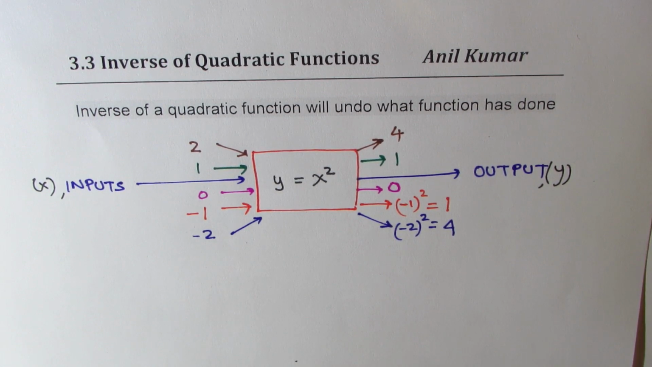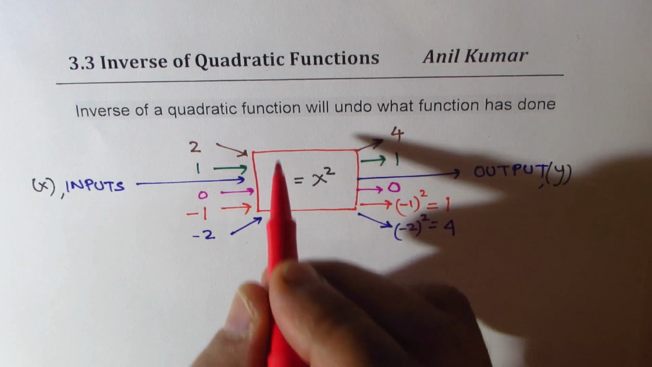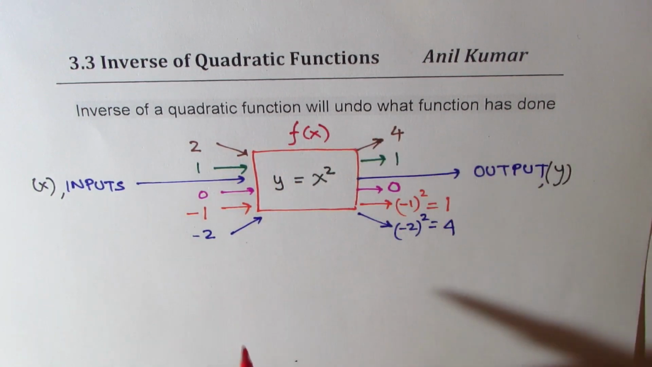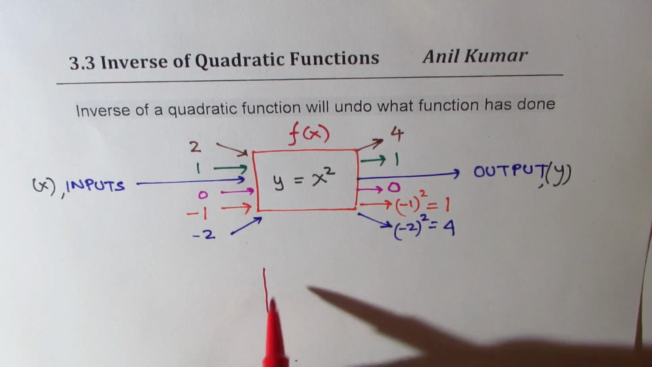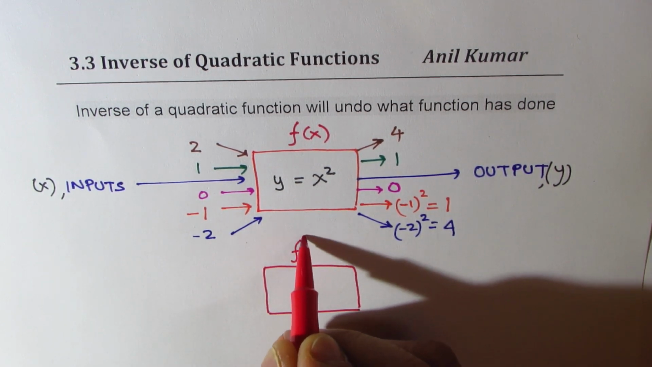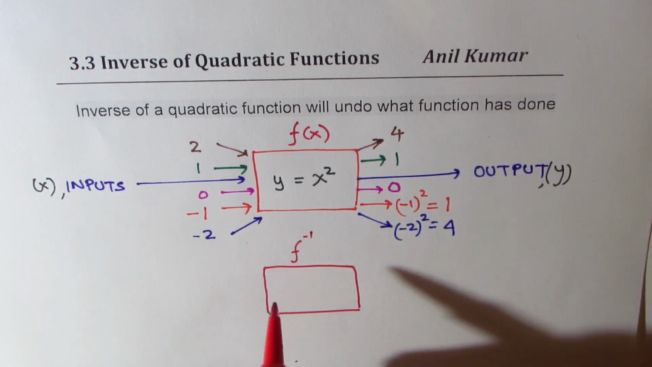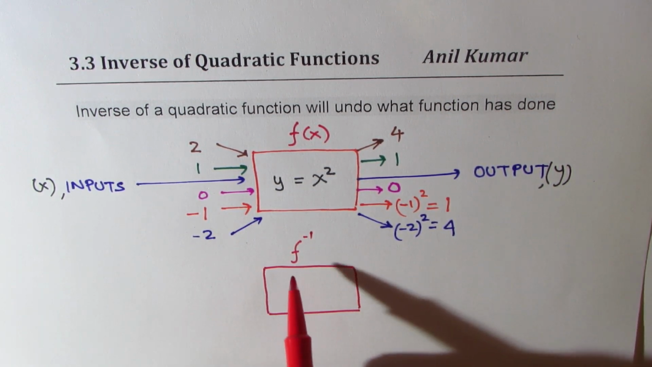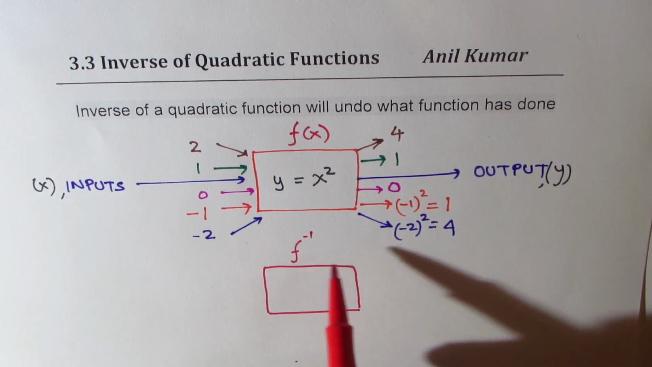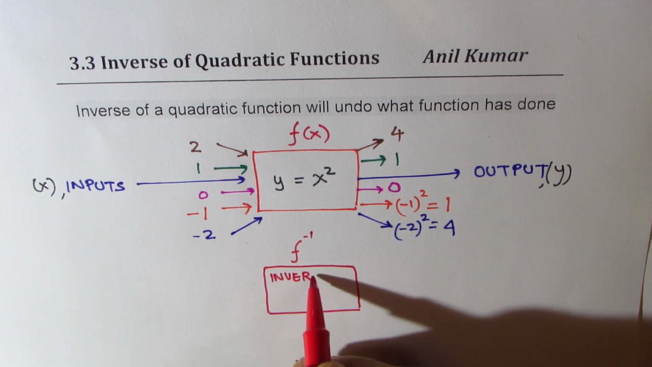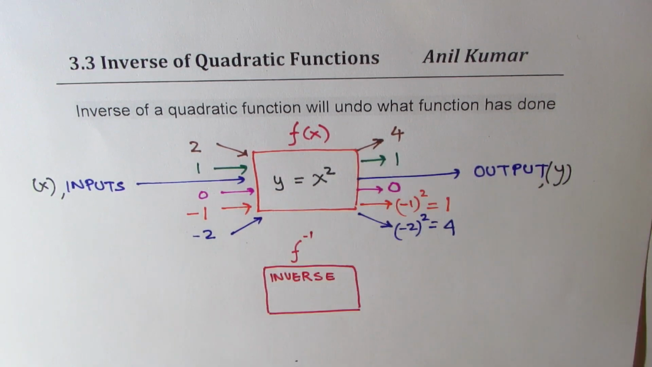Correct. Now, what do you expect from the inverse of this? This is the function we are talking about. This is what we call f of x. Now we have the reverse operation. That is to say, we want something which will reverse its operation. We write it as f minus 1, f inverse. This is called the inverse of f of x.